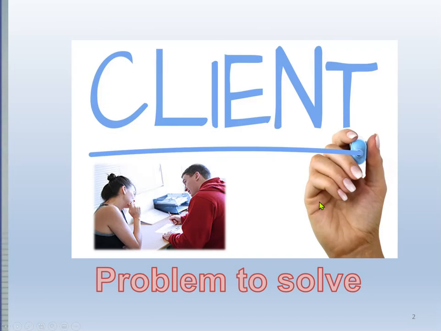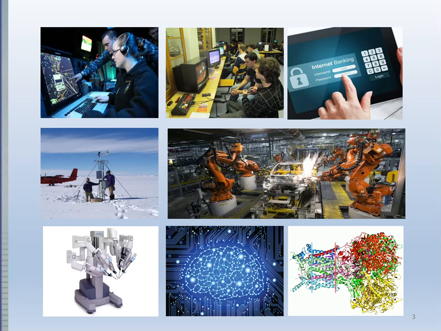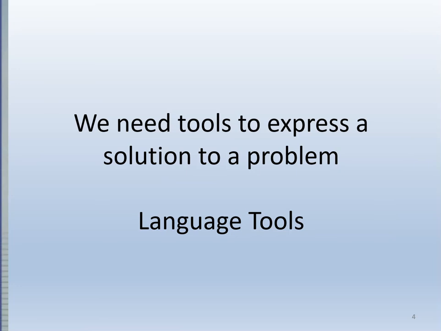To be economically viable, of course, we need a client, we need some sort of problem to solve. There are many problems: aerospace problems, computer games, banking, robotics. This all involves keeping track of lots of variables and the names of the variables and what they're doing. Weather stations, robotic surgery, artificial intelligence, computational biology, the list goes on. We need tools, language tools.